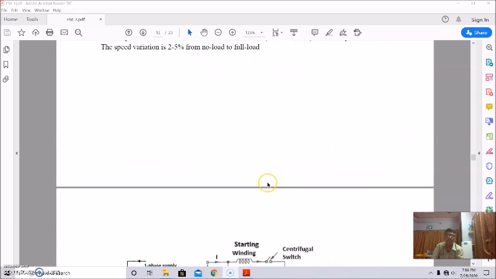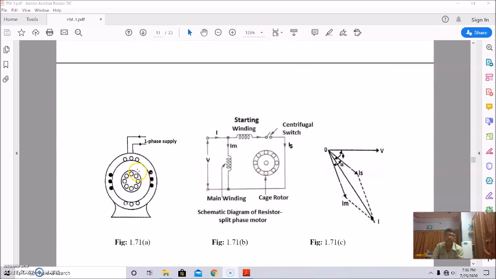Okay, see this figure. This is actually the single phase motor. This is the stator. This is the stator windings. This is the rotor. Okay, and these stator windings are divided into two windings connected in parallel, the starting winding and main winding.